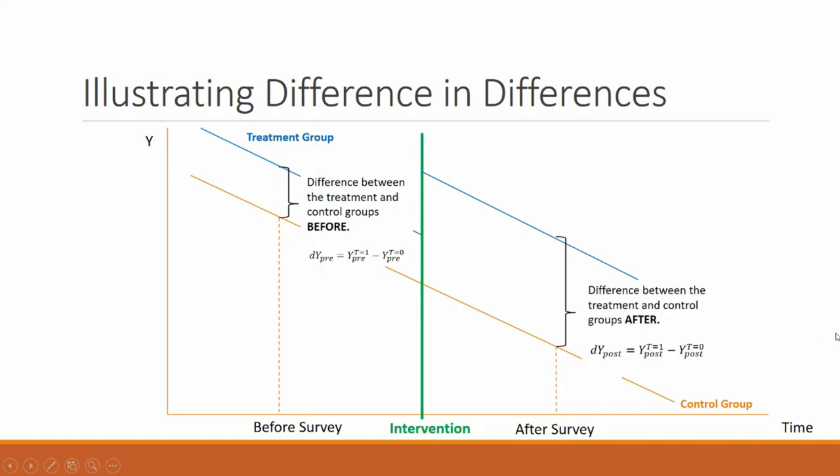Now I'm going to do the same after the intervention. So here's the difference between the treatment group and the control group after. I'll call this dy post. It's the outcome variable for the treatment group after the intervention minus the outcome for the control group after the intervention. So here is our first set of differences: the difference between the treatment group and the control group.